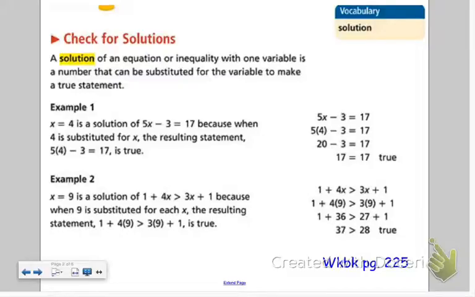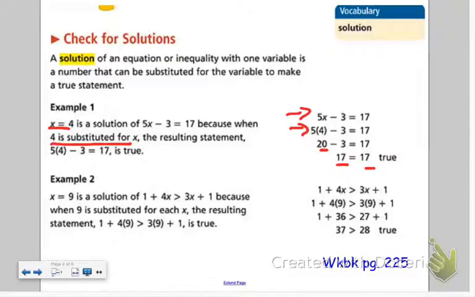Take a look at example 1. We have the equation 5x minus 3 equals 17. Well, x equals 4 is a solution of that equation, because when 4 is substituted for x, it works out. I can put 4 in where x was, so instead of 5 times x, I can do 5 times 4. 5 times 4 gives me 20, and then 20 minus 3 is 17, so that works out because if I have 17 on the left side, that's equal to 17 on the right side. So that makes the statement true. x equals 4 is a solution.